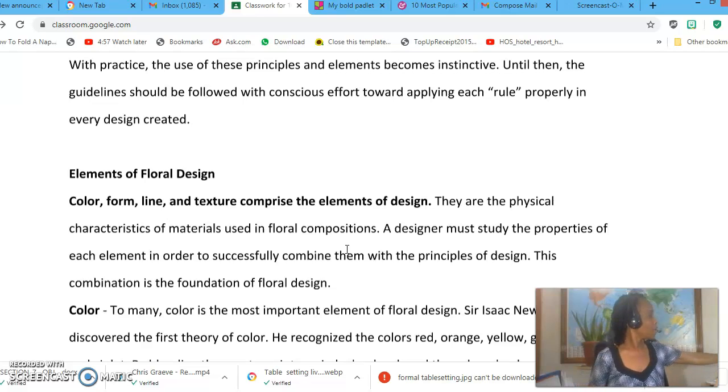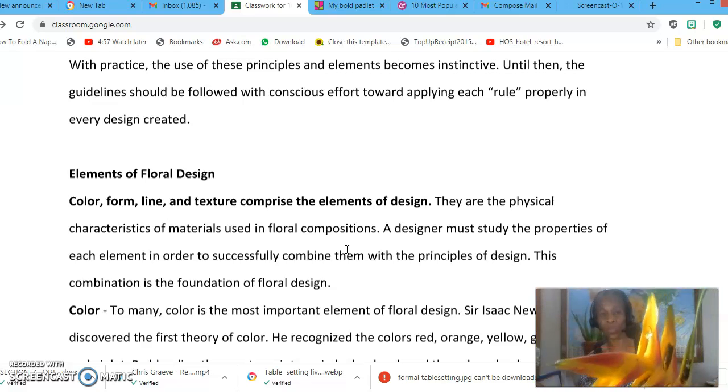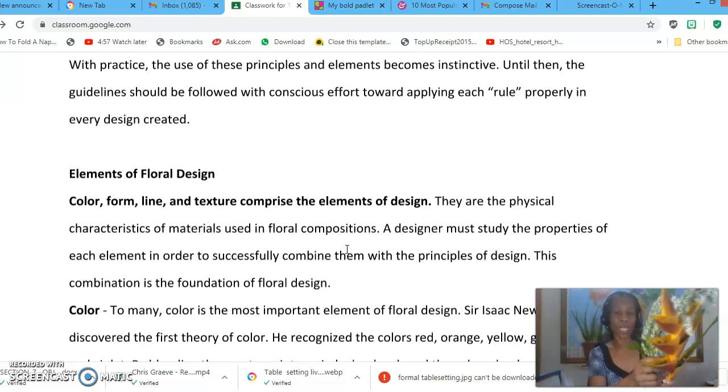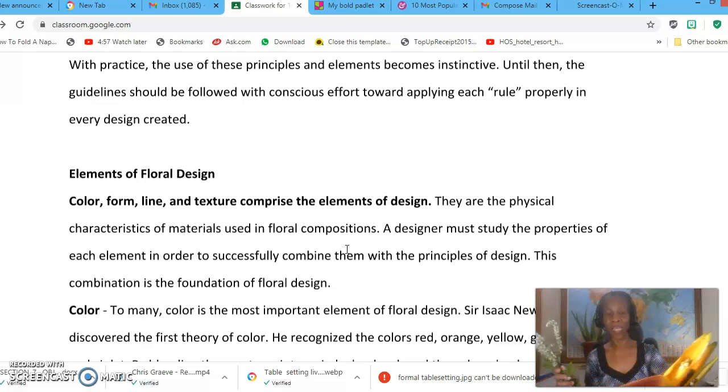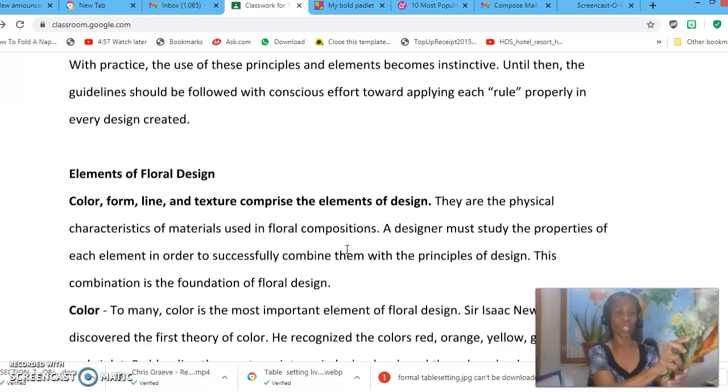Right? Look at the texture for this one. This looks rough, rugged. Right? This one, the texture is a little smoother. So you can see this, and you can see that the color for this is yellow and red, and you have a little green. This is cream and green. So the elements, you can actually see them.